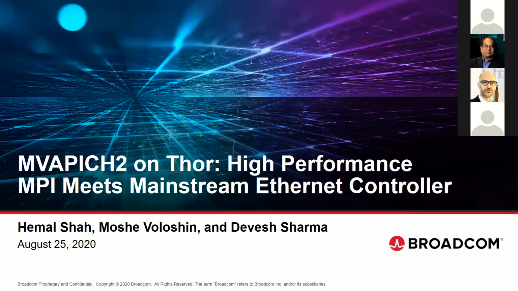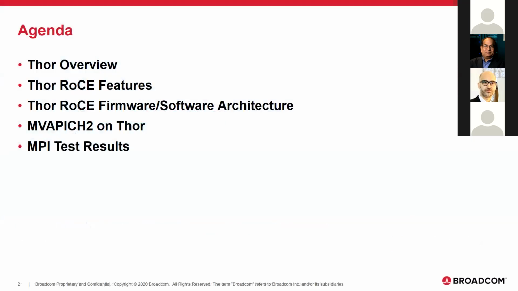So in this talk, as you mentioned, yesterday we introduced Thor, Broadcom's 200 gig Ethernet controller, targeted for the mainstream market as well as HPC. And we went over our ROCE feature set, as well as congestion control and other architectural components in detail yesterday. So in this talk, I'm going to quickly recap Thor, and then we will directly jump into some of the initial performance results we have across multiple benchmarks as well as an HPC application. At that point, I'll transition it to Devesh, who will go over those results. So that's pretty much the agenda.